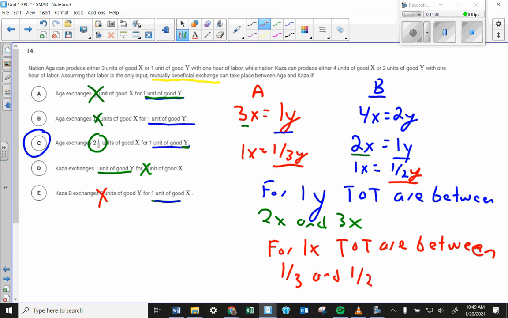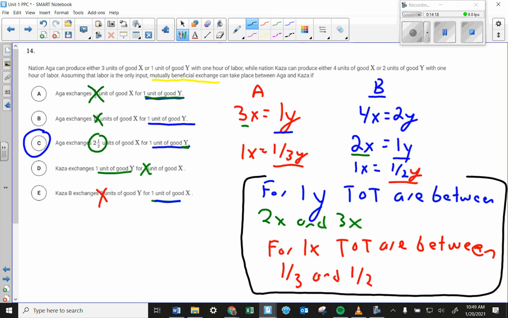A lot of work, but you can see there's only one answer that falls within the terms of trade. What I strongly suggest you do when you work a problem like this is to go in and write this out. Then all you have to do is look at the answer choices and mark them off like I did there.